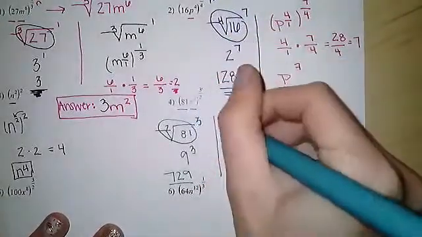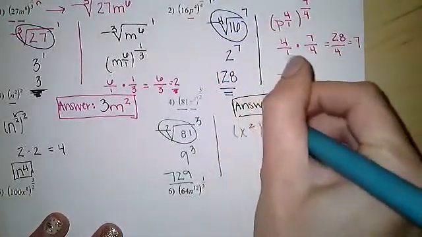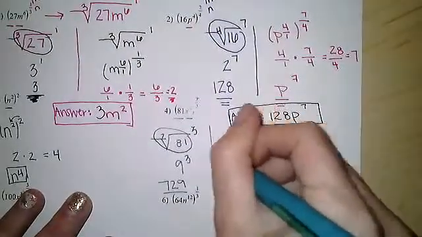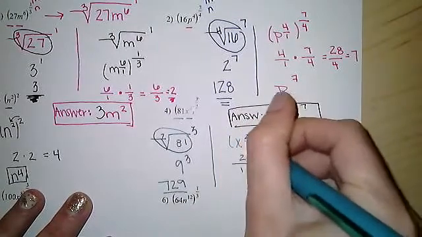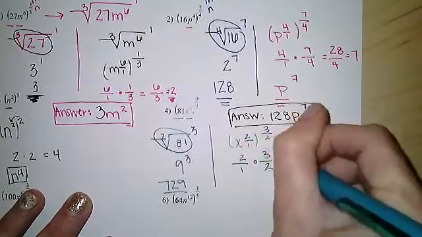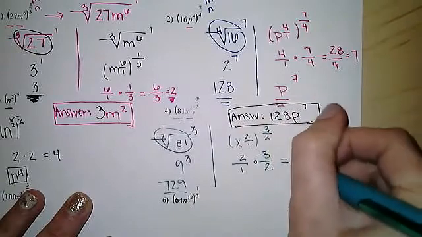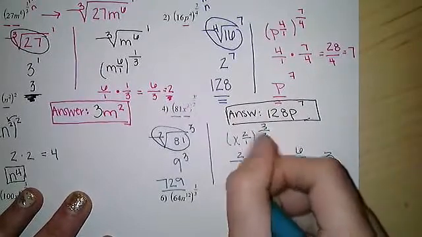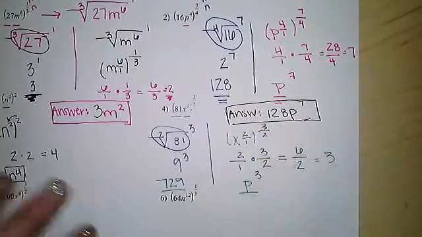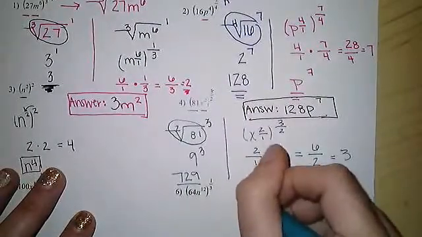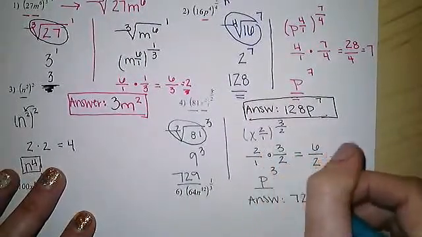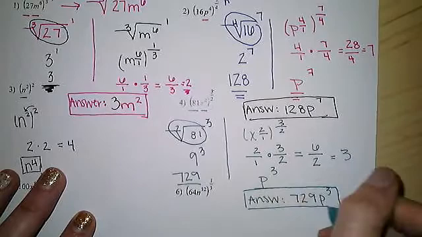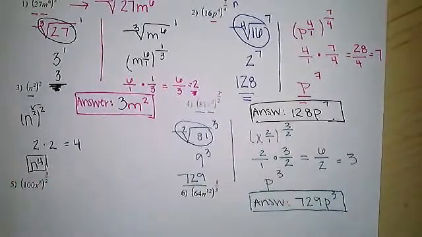And then over here, we have our x^2 to the 3/2. We're going to put that 2 over 1. So 2 over 1 times 3 over 2. Multiply straight across, 6 over 2, which reduces to 3. So that would be p^3. So the answer would be 729 p to the 3rd, putting those 2 parts together.